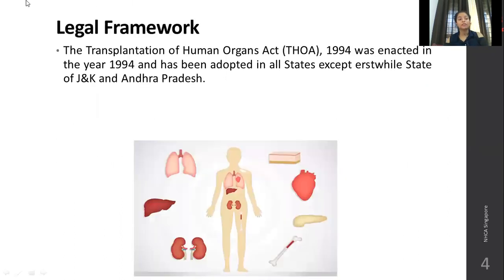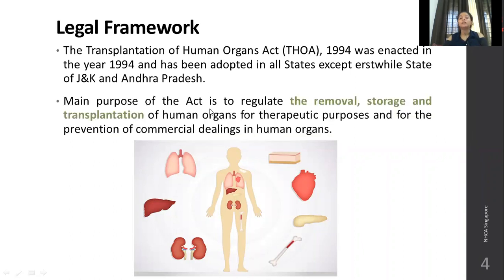The legal framework: the Transplantation of Human Organs Act, THOA, 1994, was enacted in the year 1994 and has been adopted in all the states except the erstwhile state of Jammu and Kashmir and Andhra Pradesh. As of now, Jammu and Kashmir is not a state, it's a union territory. The main purpose of the act is to regulate the removal, storage and transplantation of human organs for therapeutic purposes and to prevent commercial dealings in human organs. This act monitors these aspects.